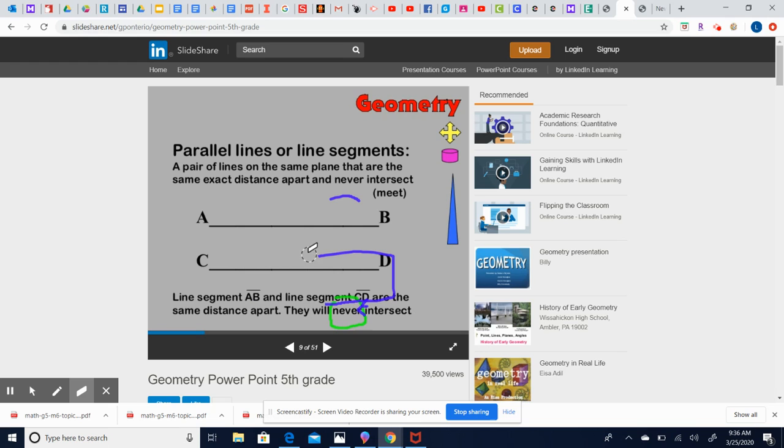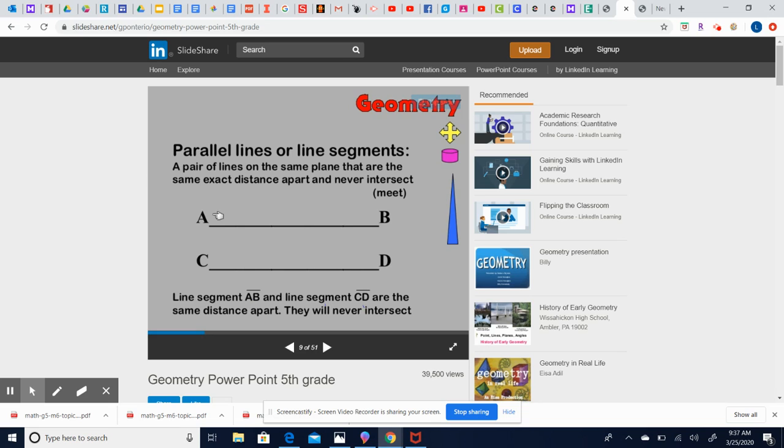Parallel lines. When we're talking about parallel lines, which is a vocabulary word that is going to help us tomorrow when we're classifying shapes, okay? If you have a notebook at home, parallel lines would be a good word to write down. And the definition is a pair of lines on the same plane that are the same exact distance apart and never intersect. Now when we're talking about planes, that's talking about when you were plotting points yesterday.